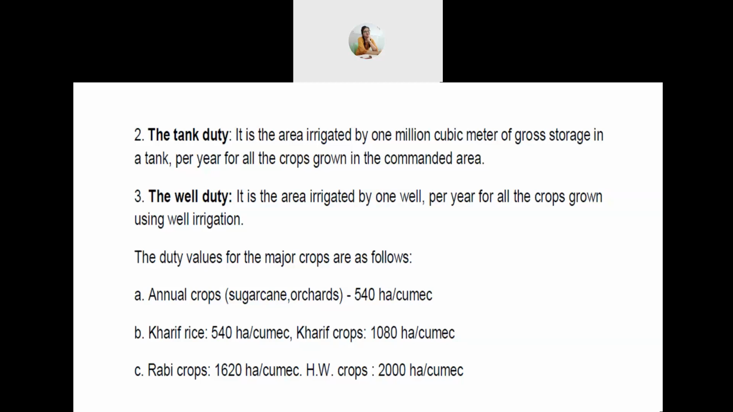So the duty values of certain major crops I have cited below. First is annual crops, which include sugarcane and orchards, which is 540 hectare per cumec. Second is kharif rice, 540 hectare per cumec. Kharif crops. There is a difference between kharif rice and kharif crops, which I have already mentioned in the last class. So kharif crop is 1080 hectare per cumec. Rabi crops is 1620 hectare per cumec, and HW crops, that means hot weather crops, 2000 hectare per cumec. These values are important for solving numerical problems in the upcoming classes. So you can note this down.